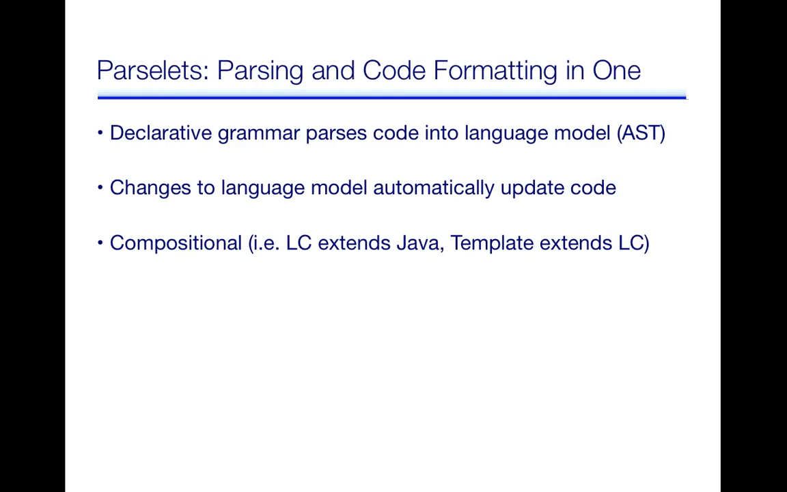Let's talk about the parselets parsing and code formatting framework, because this is one of the most innovative aspects of LayerCake's architecture. It's a single declarative grammar that both parses code into a language model, also known as the abstract syntax tree, and it watches for changes made to that language model and goes back in the reverse direction and updates the code in an incremental fashion. And the grammar that's used is actually compositional, so the LayerCake grammar extends Java, and the template language grammar extends the LayerCake grammar.